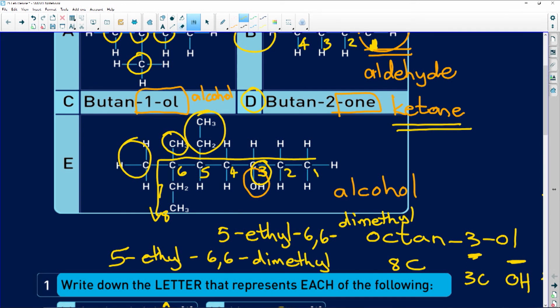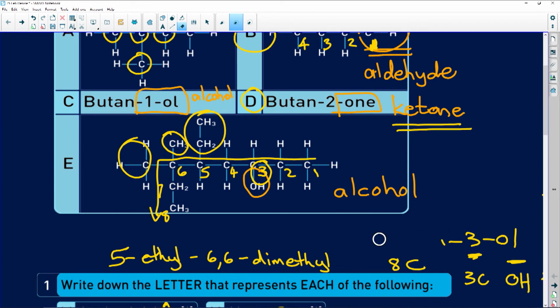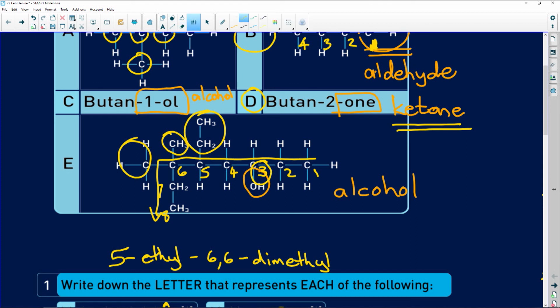Now let's just get rid of all of this here. Make sure you always have plenty of space when you're writing it out. So it's 5-ethyl-6,6-dimethyloctan-3-ol. My goodness me, that is a whole mouthful.